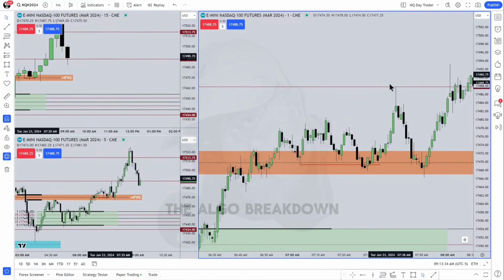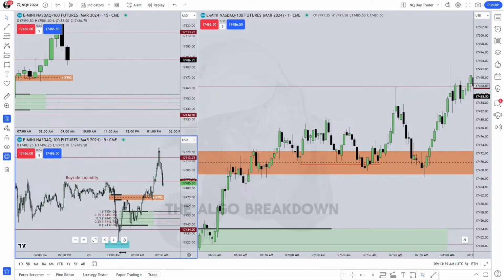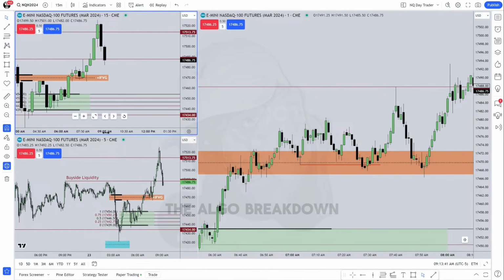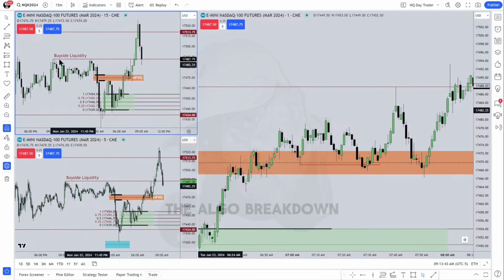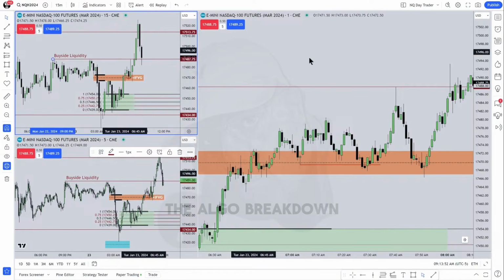So if I know it can likely draw up to this price point here, that's these relative equal highs. You see that right there? So what is that? 17,487 3/4. That's this level here. 17,487 3/4. That's that high right there.